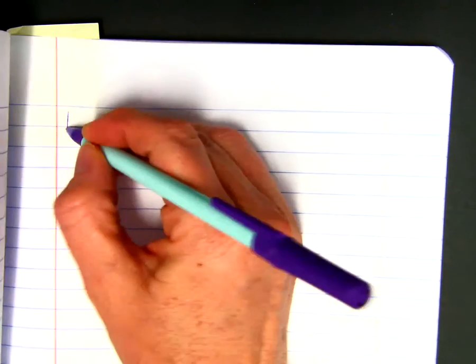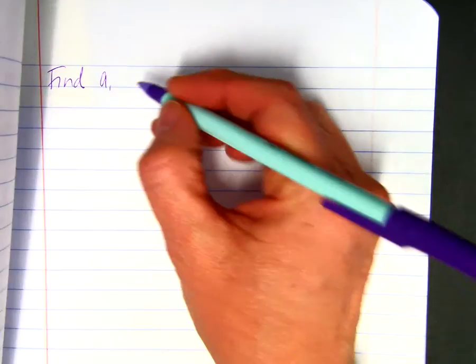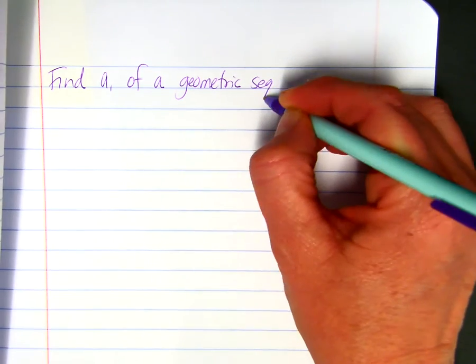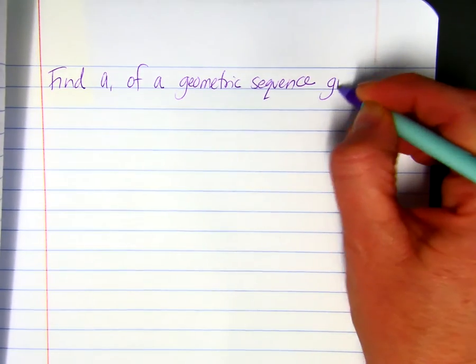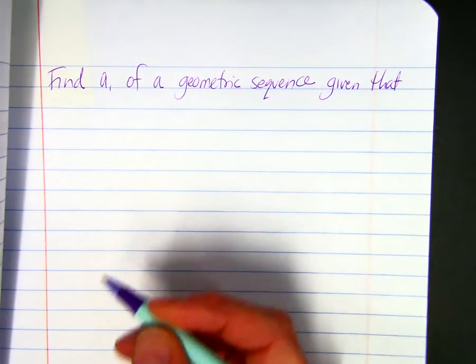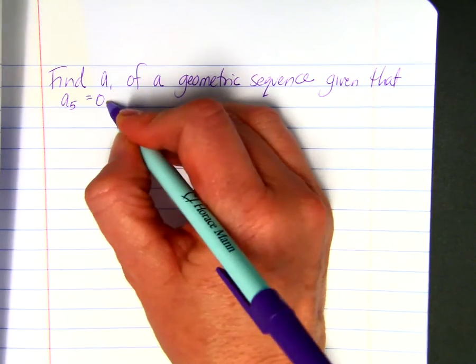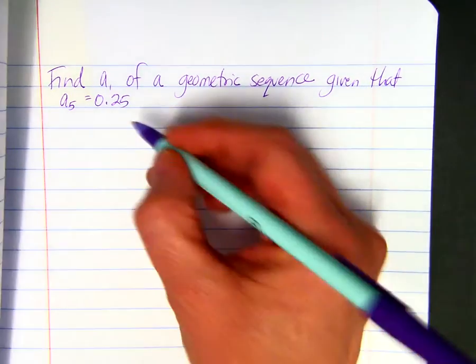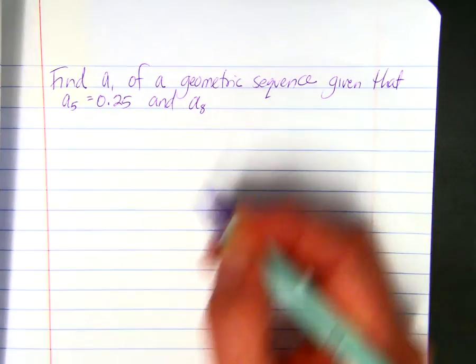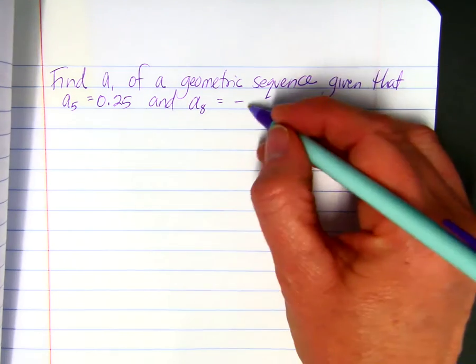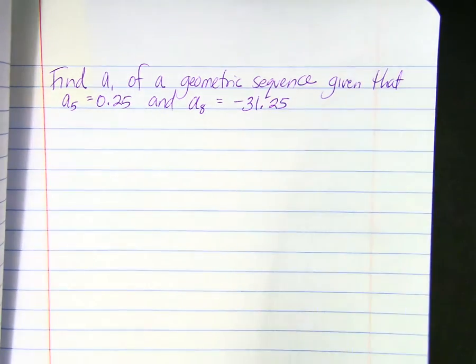Okay, so find a sub 1 of a geometric sequence given that a sub 5 is equal to 25 hundredths and a sub 8 equals negative 31 and 25 hundredths.